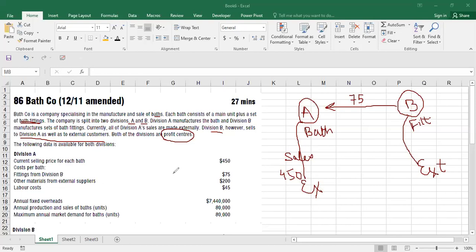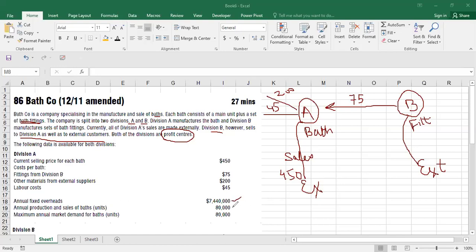Other material comes from an external supplier, so they also get some material from an external supplier for 200. And they also have some labor cost of 45. So you should understand that Division A's variable cost consists of three things: 75 for fittings, 200 external material, and 45 labor. And then they have some annual fixed overhead of 7.4 million.